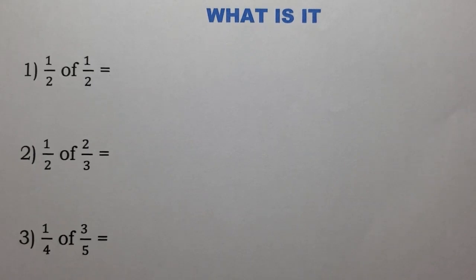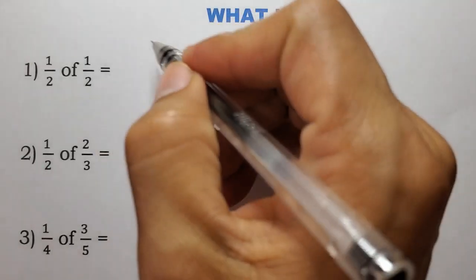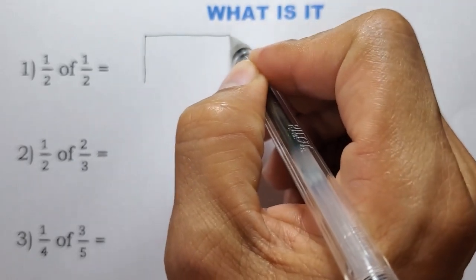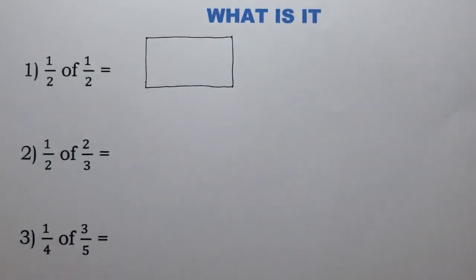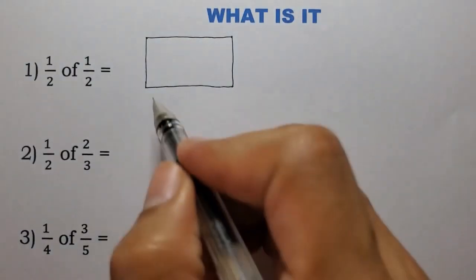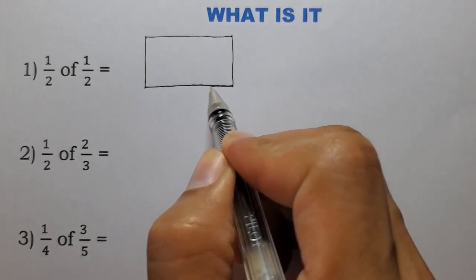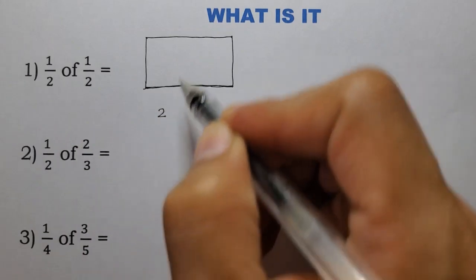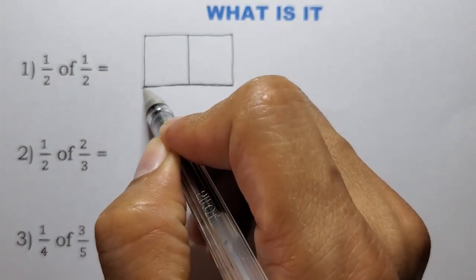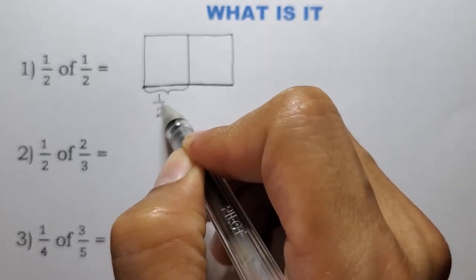Let's try more. Let's try to look at the given in what is it. In number 1, you are asked there to get 1/2 of 1/2. Of course, in order for you to illustrate 1/2 of 1/2, all you have to do is to make a model or that rectangular model. Of course, when you say 1/2 of 1/2, you will have to divide the length or the longer side of this rectangular model into 2 equal parts. And of course, you have to shade one part of it to show 1/2.